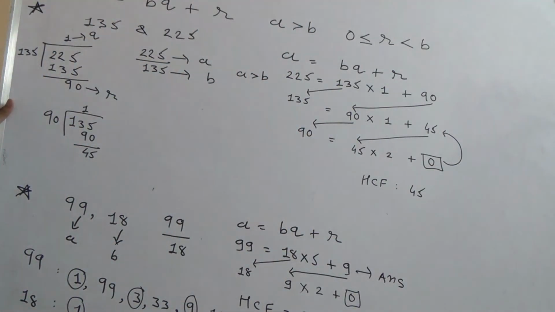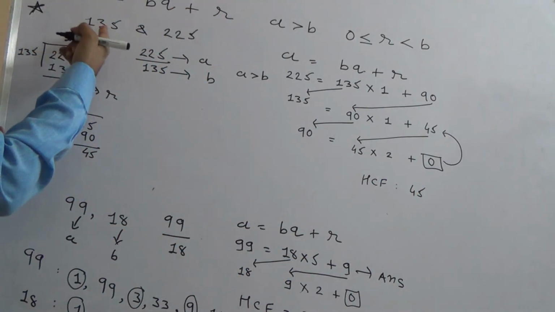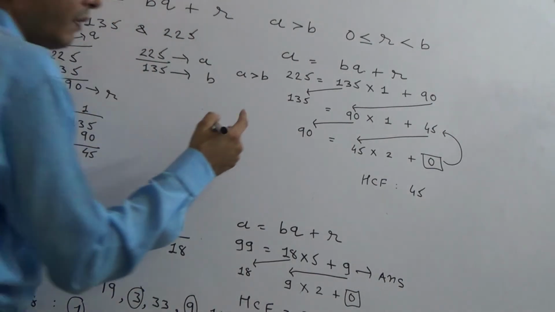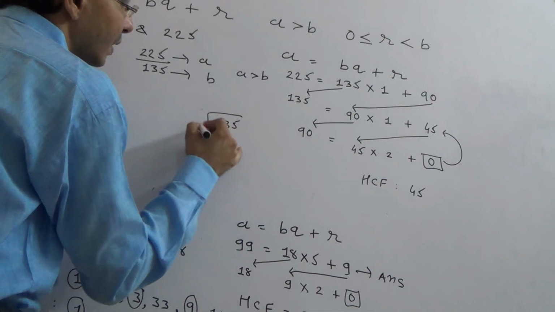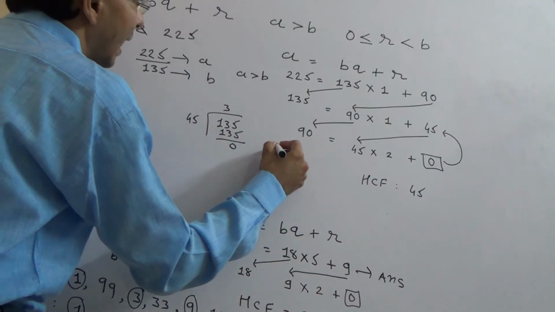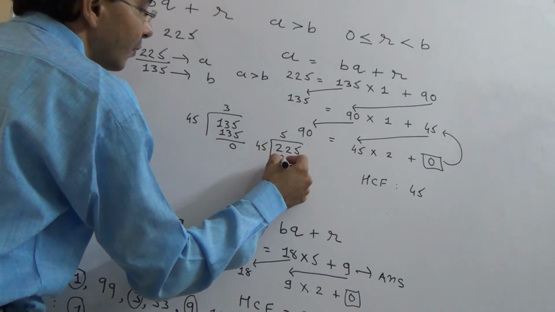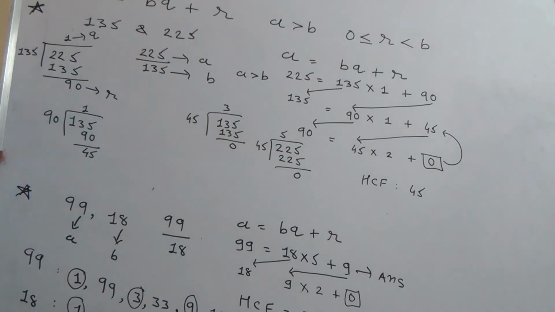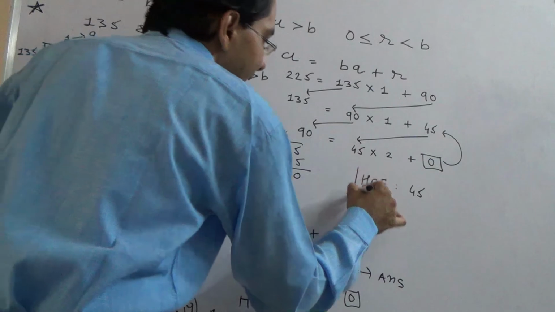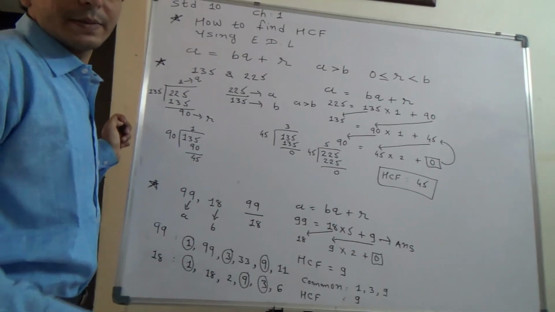If you want to cross-check whether the answer is right, HCF is 45, so both 135 and 225 should be divisible by 45. 135 divided by 45 is 3, 45 threes are 135, and 225 divided by 45 is 5, 45 fives are 225. If both numbers are divisible by 45, then our answer is right. Our HCF is 45. Okay, thank you students.